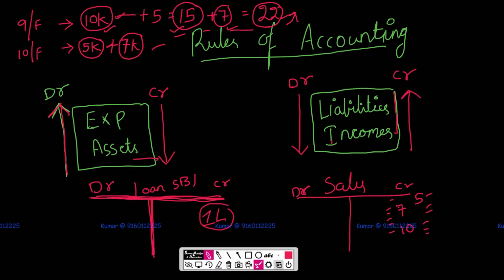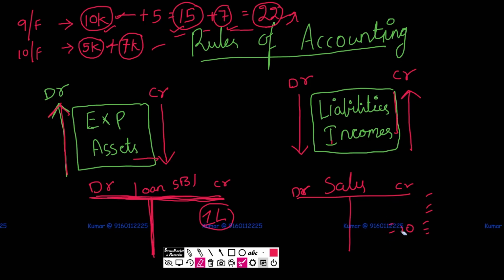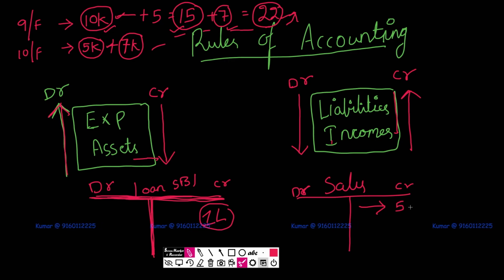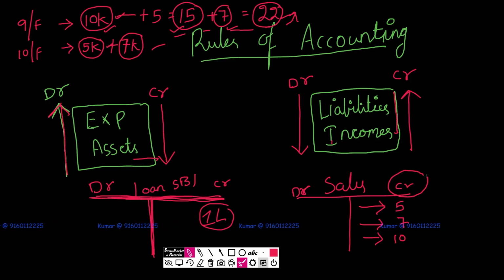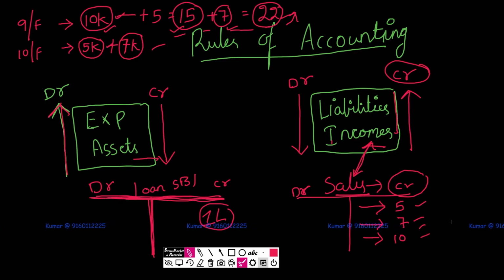In the morning, at 10 a.m., for the first time today, I sold goods worth 5,000. I'm going to write 5,000 on the right side. Again in the evening I sold 7,000, and after that I sold goods worth 10,000. So every time I sell, sales is increasing. Sales is an income, so when incomes increase, we need to credit it. So in the sales account, on the credit side, I write as many times as I have sold.